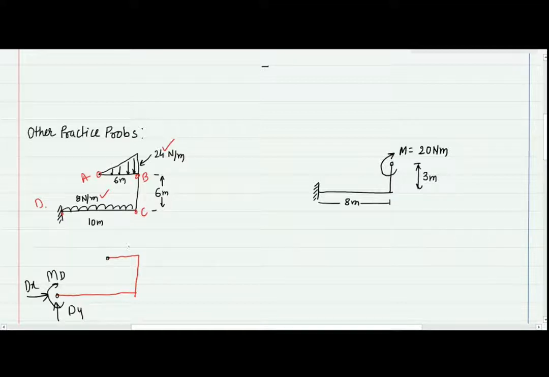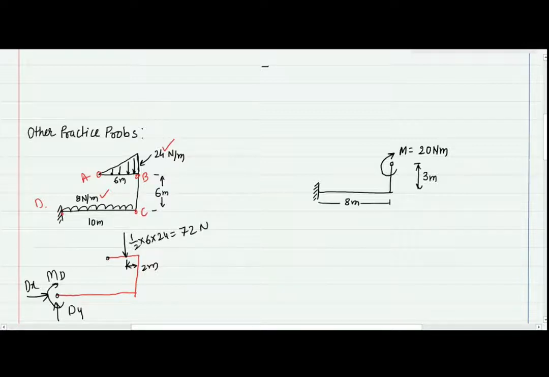The force on AB will act at the centroid of this triangle. And I know that the centroid will be b by 3 from the perpendicular side. So it will be at 6 by 3, that means 2. So this distance will be what? It will be 2 meter. Magnitude is the area of this triangle, so 1 by 2 into base into height, that is 24. It will give you 72.